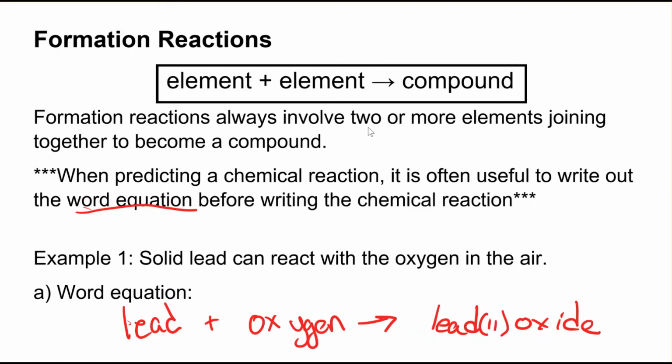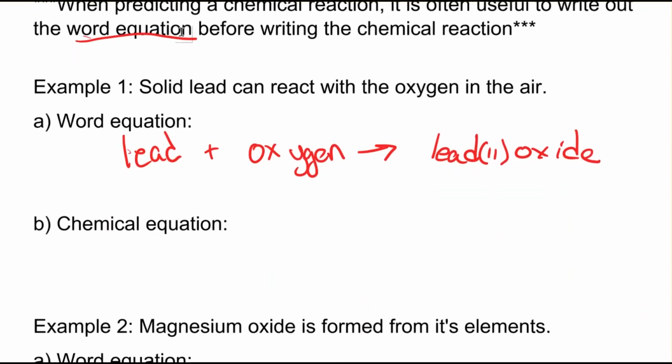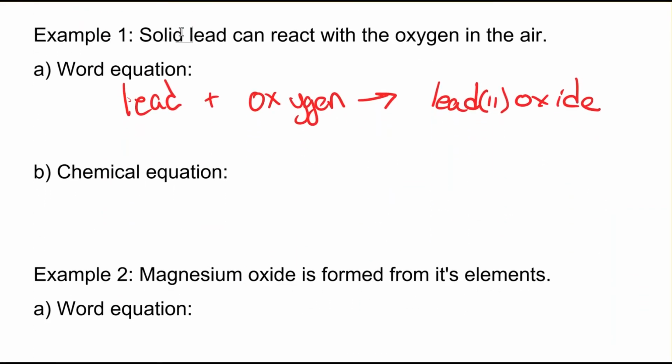Now that we've got our word equation, we should be able to turn it into an honest-to-goodness chemical reaction. So let's go down a little bit more and write our chemical reaction. Now, you've done this before. You've turned words into chemicals before. What is lead? Lead is Pb, solid. What is oxygen? Oxygen is O2 gas, right?